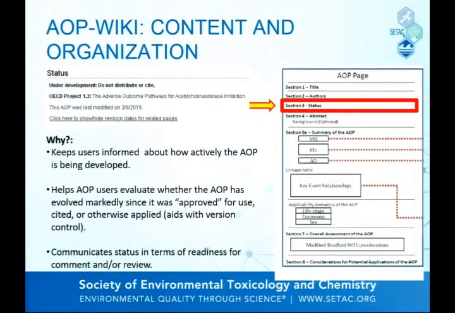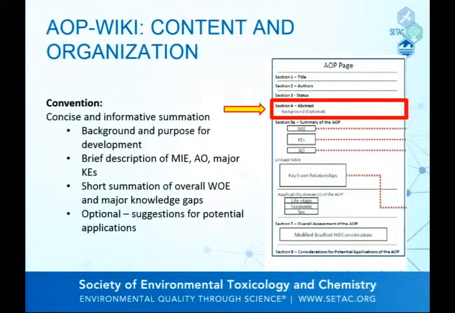Eventually we'll have more information here too on the review, the stage of review that these things are. So the next step is an abstract. The idea here is to give a one-paragraph summary, just like you would for a journal article, that would allow a person to quickly review the AOP and decide whether or not it's valuable for their use.